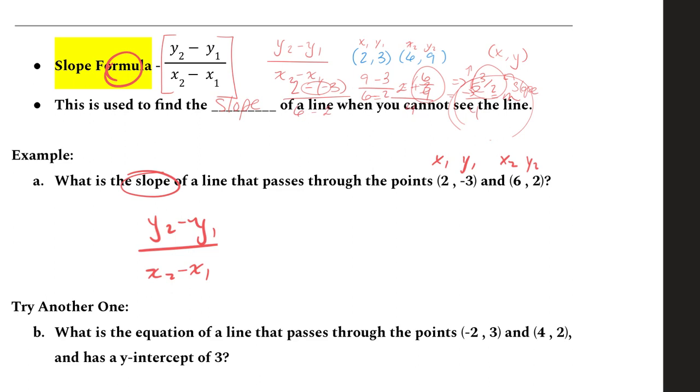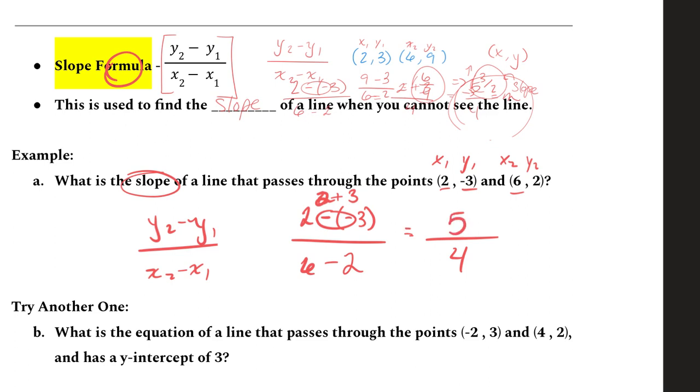We'll just plug these in where they go. It starts with y2, that's going to be 2, minus y1. Now y1 is negative 3, so make sure we put in minus negative 3, over x2 is 6, minus x1 is 2. On the bottom, 6 minus 2, we get 4. Here, 2 minus negative 3 is really saying 2 plus 3, so that's going to be 5. So our slope here is going to be 5 over 4. I'm going to put m equals because m stands for slope.